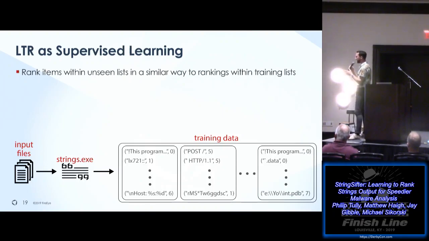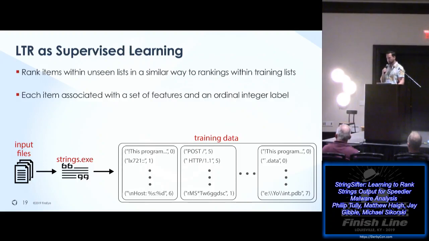And so our training data here is a set of strings outputs, can be as many as we want, and each of those strings outputs is going to produce a different number of strings within their output. And we're going to associate a label with each of those strings. That's going to encode its relative relevance within that list. So things like, Matt said, those PE artifacts, "this program is running in DOS mode," is going to have a lower relevance because it's encoded by 0 versus something like a HTTP header. It's going to have a much higher relevance. It's going to have a higher label associated with it.